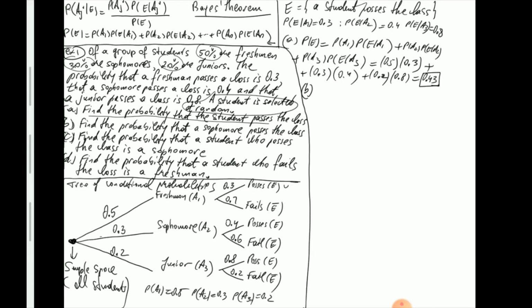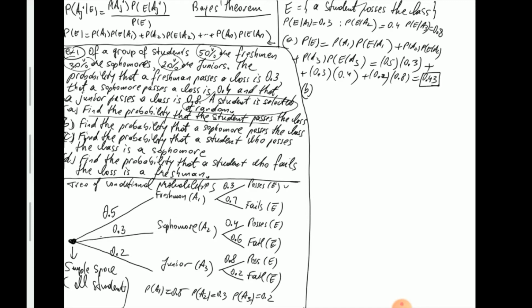Look carefully at parts B and C, because I purposely made one of them straightforward. In fact, pause the video for a moment and see which question in part B or C is actually very easy. In part B, I ask, what is the probability that a sophomore passes the class? And in part C, the probability that a student who passed the class is a sophomore. These are two conditionals in reverse, one the reverse of the other.